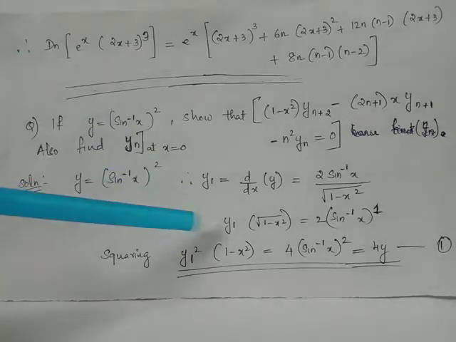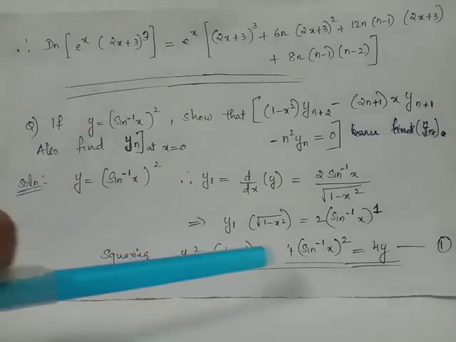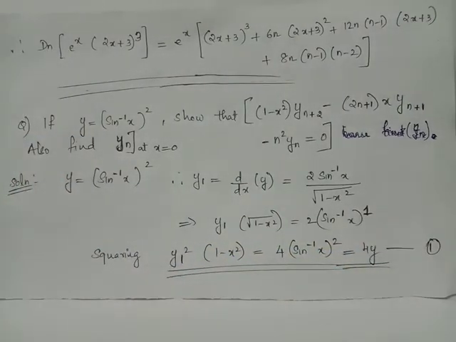When you square both sides of this equation, you get y1 square into 1 minus x square equals 4 times sin inverse x square. But sin inverse x the whole square is y. Thus, RHS of equation 1 can be rewritten as 4y. Now we will differentiate both sides of equation 1 with respect to x. Here we have to make use of product rule for differentiation.